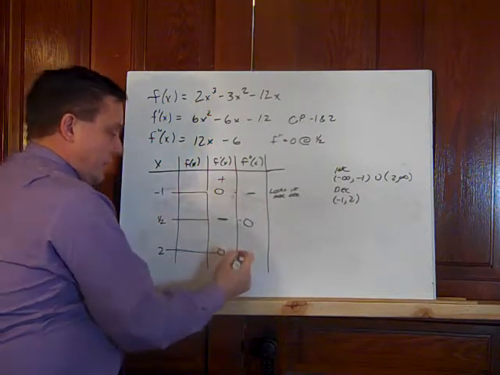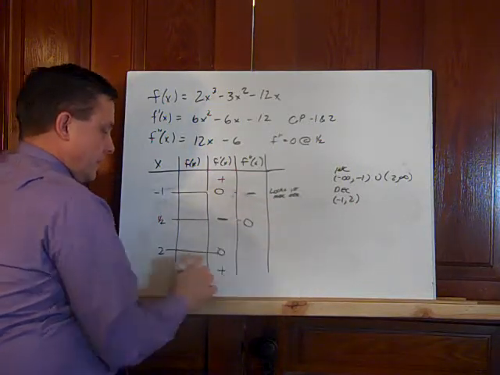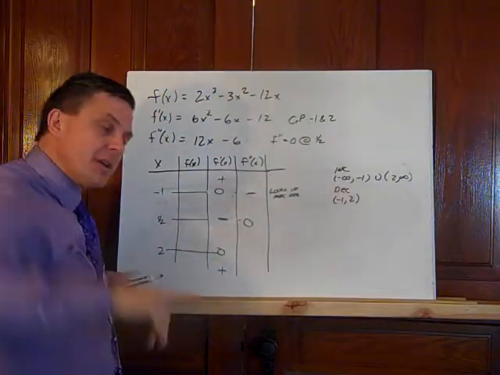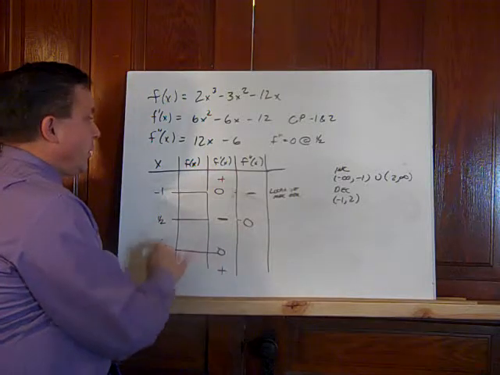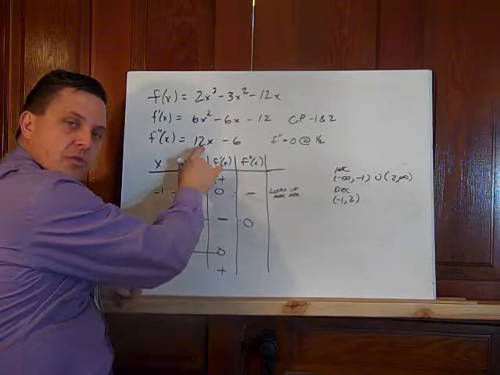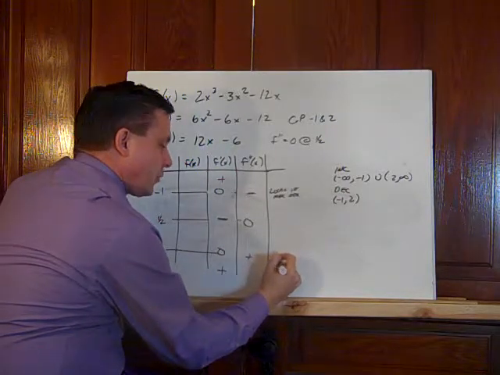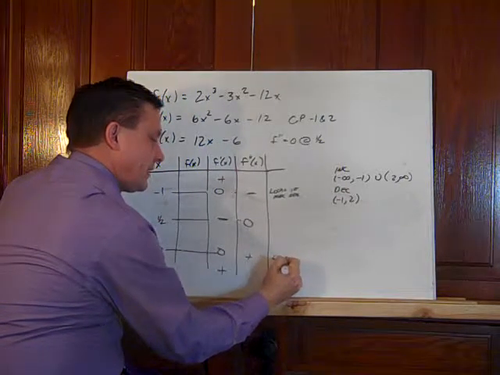And likewise, we're going to find down here that I have negative to positive on the first derivative across 2. Negative to positive. That's a min. But let's do that by the second derivative rule. I'll plug 2 into the second derivative. 12 times 2 is 24, minus 6, 18. That's positive. That means this is a local minimum.